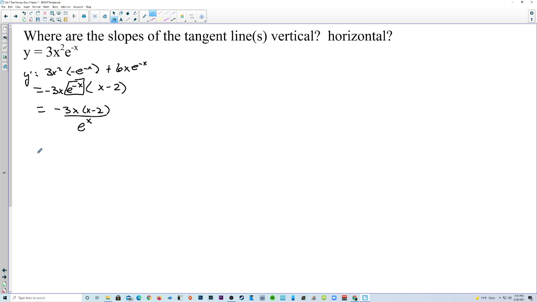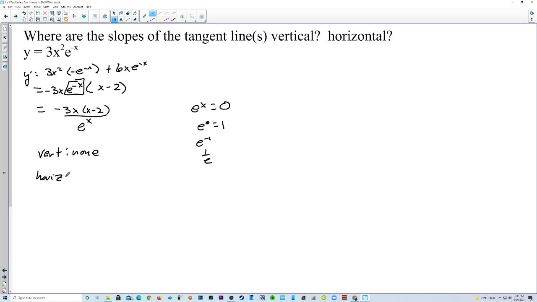So the first one asks for vertical. Vertical, none. You cannot make the denominator 0. If you have e to the x equals 0, that means, what do you raise e to get 0? E to the 0? No, that's 1. E to the negative 1? That's 1 over e. That's still positive even. So you can't take e to the x and get 0, so none.